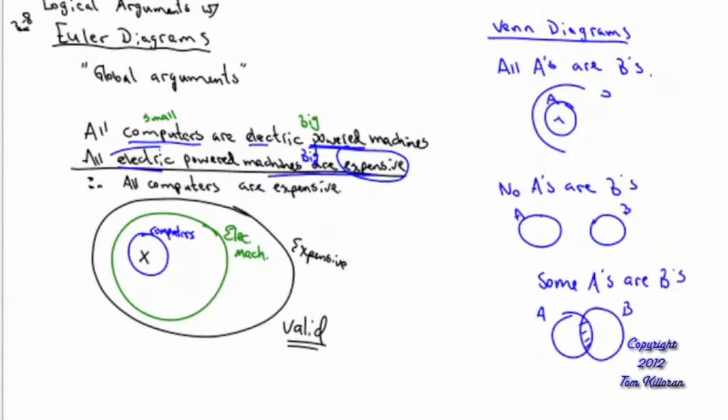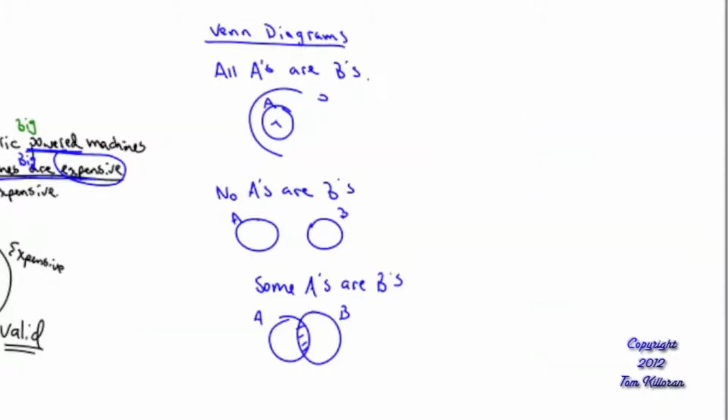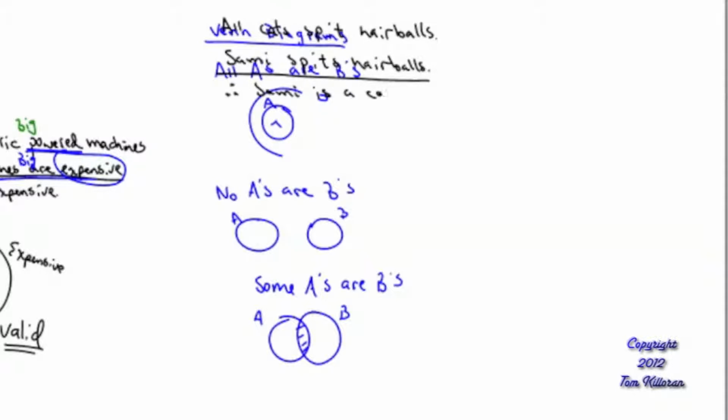Mr. Carr? Yep. What do you mean by two different pictures? Oh, we're getting there. I'll show you. It's hard to describe until you actually see one. For instance, this is like my favorite one. All cats spit hairballs. And if you've ever seen it done, it's gross. It is. It's absolutely disgusting. Sammy spits hairballs. Therefore, Sammy must be a cat.